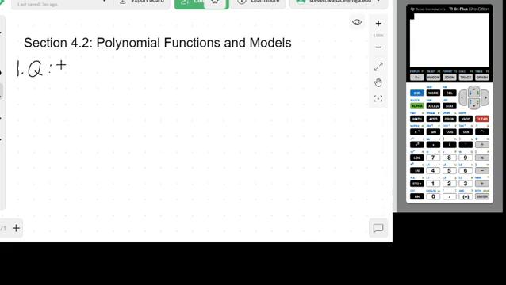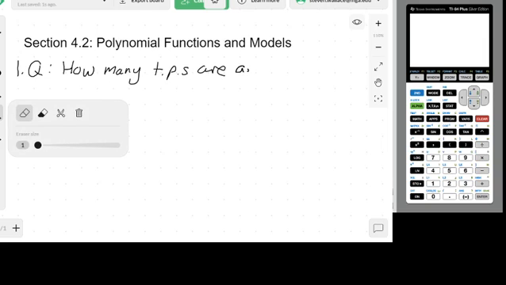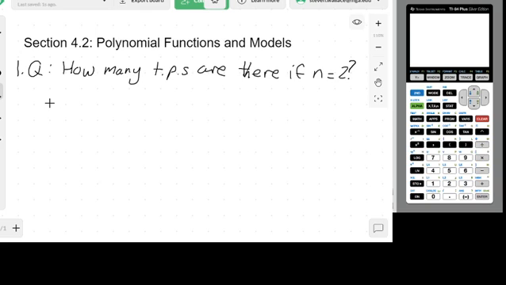So first of all, let's see a motivating question here. How many turning points are there in the graph of a polynomial of degree 2? That is a quadratic, right? How many are there if the degree is 2? So we know the answer, okay? A polynomial of degree 2 is just a quadratic function.